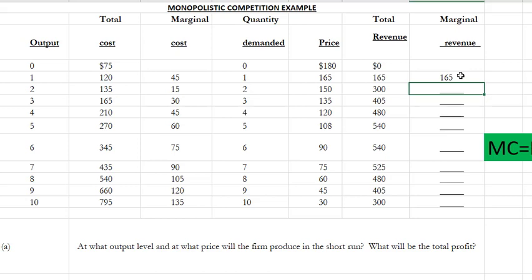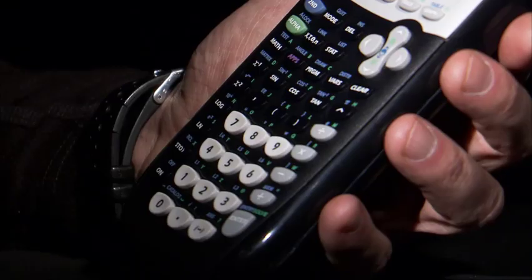What about when you move from 1 to 2? You changed from 165 to 300. So your marginal revenue is 135. You get it? Go ahead and calculate the rest of this. You know I'll be here waiting.